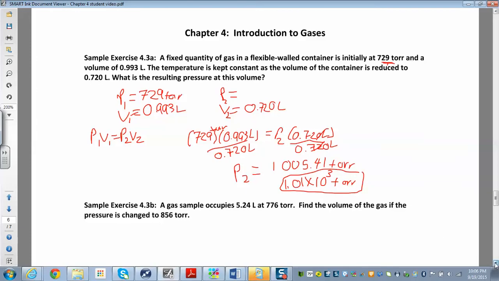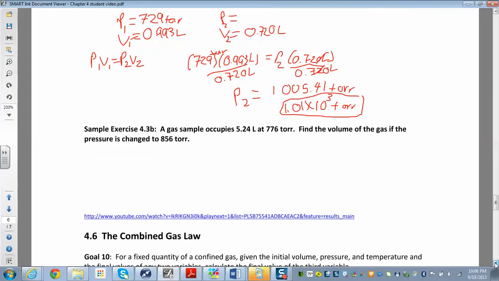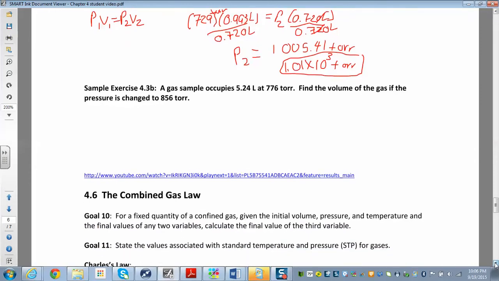Alright, here's another one. So we have a gas sample that occupies 5.24 liters at 776 torr. So we have our V1, it's 5.24 liters. Our P1, 776 torr. Find the volume. What's our volume going to be when the pressure is increased? So now we're increasing the pressure to 856 torr. So we would expect the volume to go down.